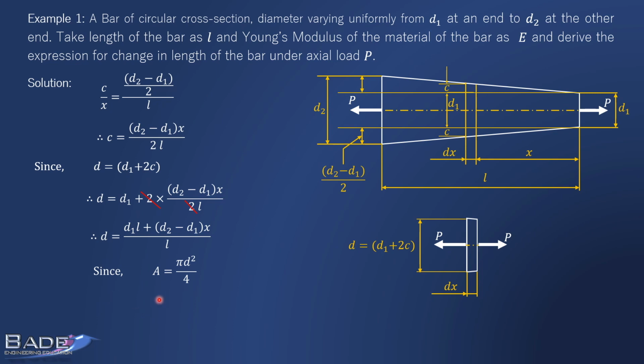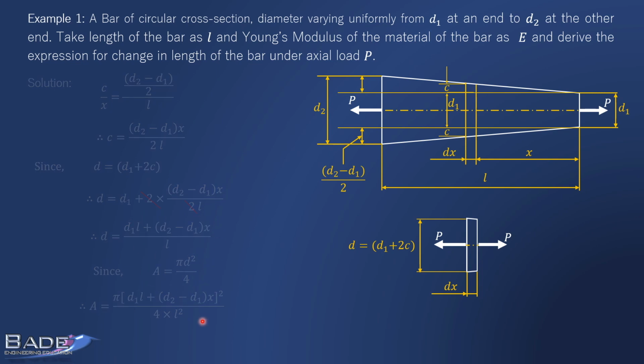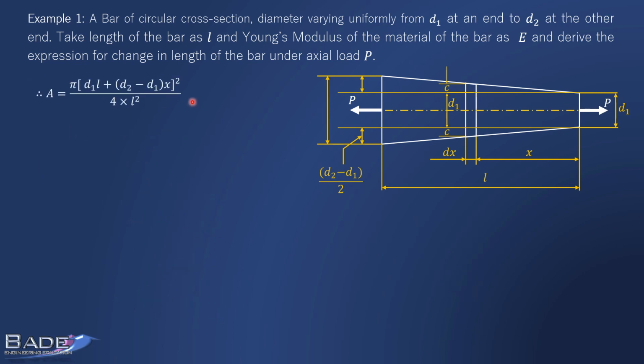Now try to understand. Circular area is pi d squared by 4. Now we'll replace d by this expression, so we'll get the cross-sectional area of this portion, that is the cross-sectional area at distance x from the right end. So we simply replace d by this expression and simplify it. So pi by 4, and then d squared, that is this entire expression squared. This is the cross-sectional area we have just found.